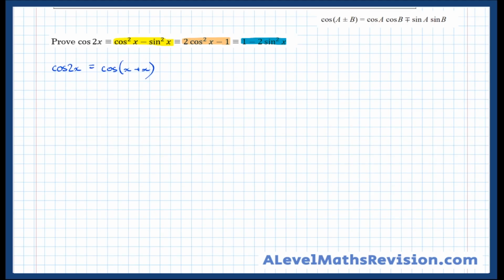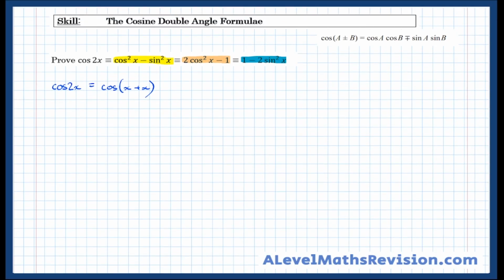And then we're going to use the cosine addition formula. Now you may want to try and do this yourself, in which case pause it and have a go. But I'll keep going. Equals cos x cos x minus sin x sin x equals cos squared x minus sine squared x. So we've got that one. Okay, let's take it further. Let's prove the middle one now.